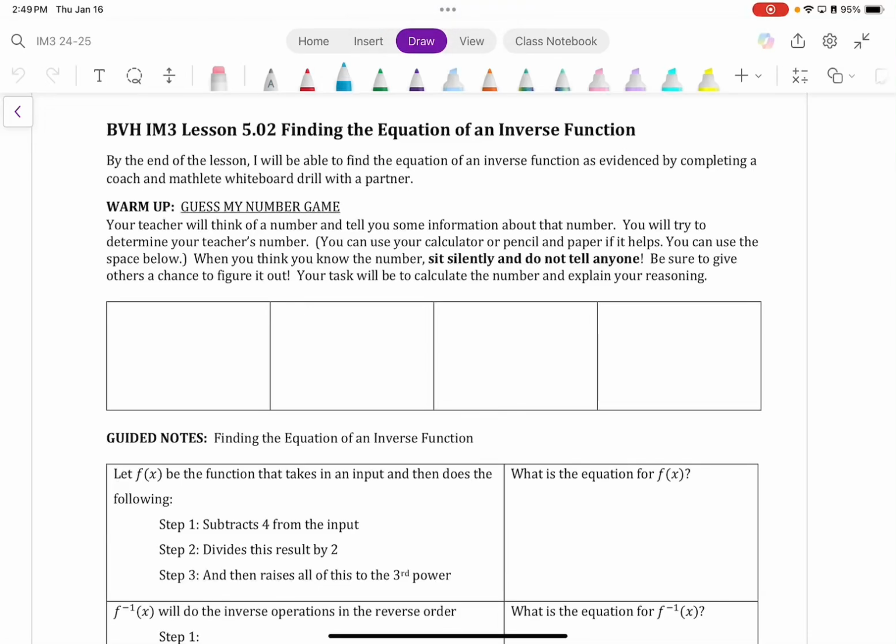So we're now going to go ahead and look at the next lesson, lesson 5.02, finding the equation of an inverse function. So we're going to begin this lesson with a warm-up. It's a guess my number game, all right?